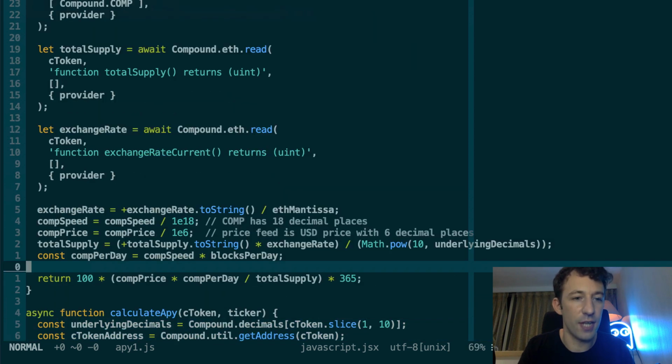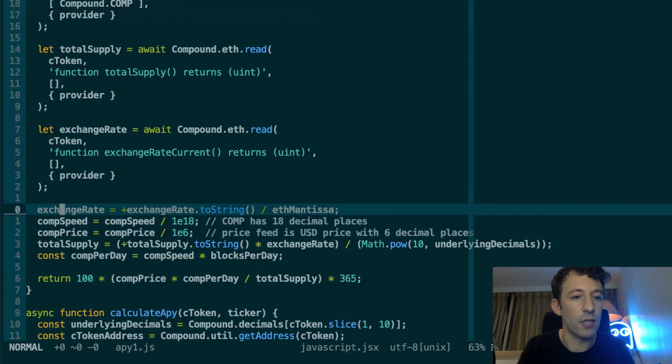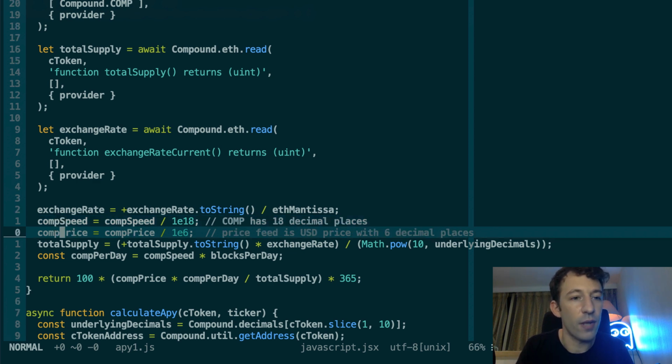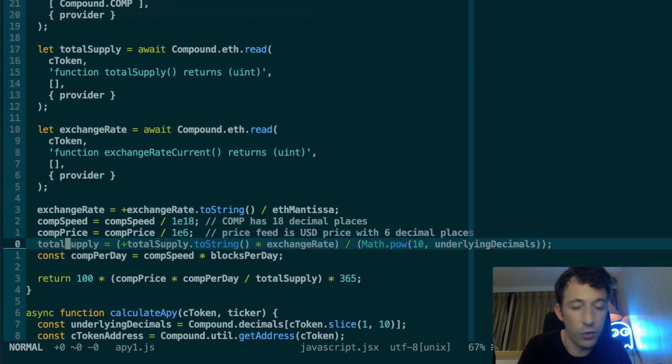And so with all this data, we can finally calculate our comp APY. So first, we scale our exchange rate with the ETH Mantissa so that it's in the right unit. Same thing for the comp speed. So the number of decimals of the comp token is 18. Then for the price of comp token, this was scaled by 10 power 6. So we adjust it. Then here we get the total supply in terms of USD. So we convert total supply to underlying token thanks to the exchange rate.